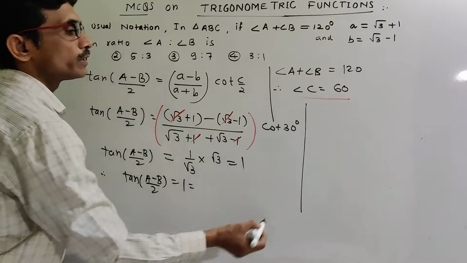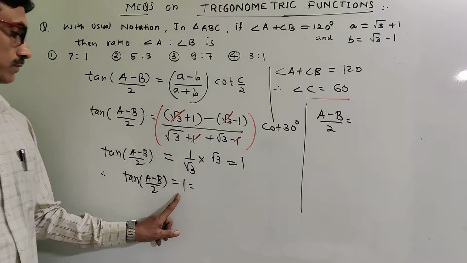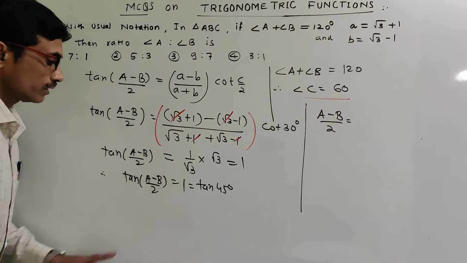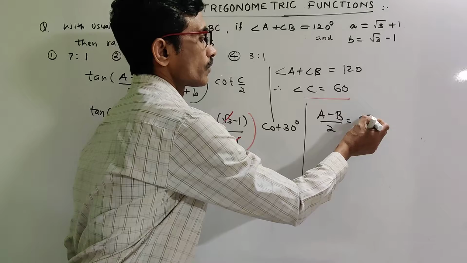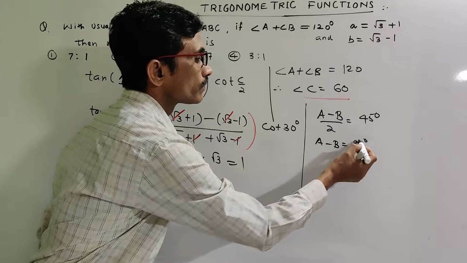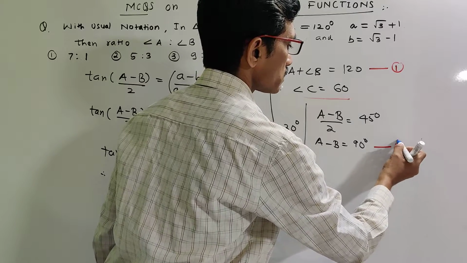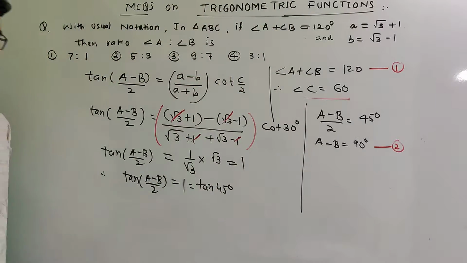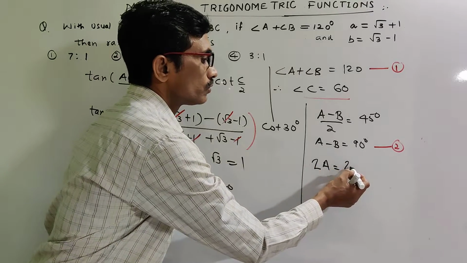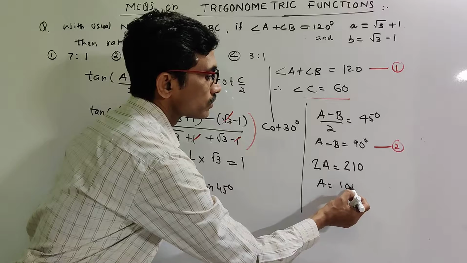So (A minus B) upon 2 must be equal to 45 degrees, and A minus B will be equal to 90 degrees. Now we have A plus B is 120 and A minus B is 90. Adding these two, we will get 2A equal to 210 degrees, and therefore A must be equal to 105 degrees.